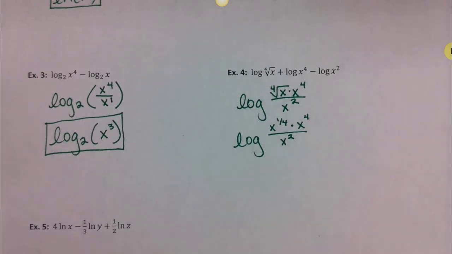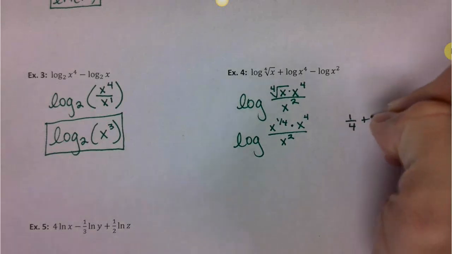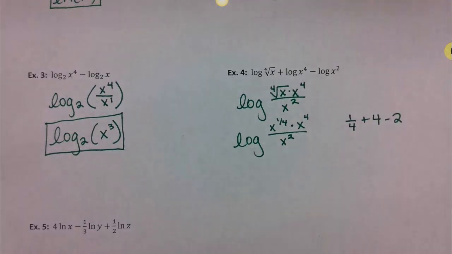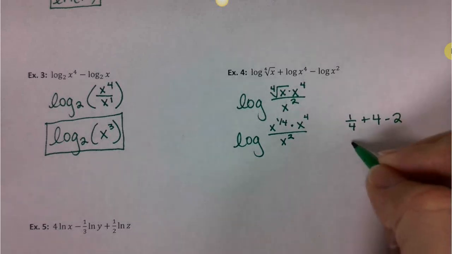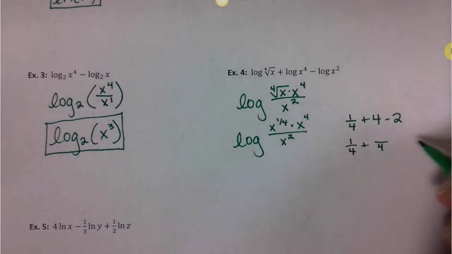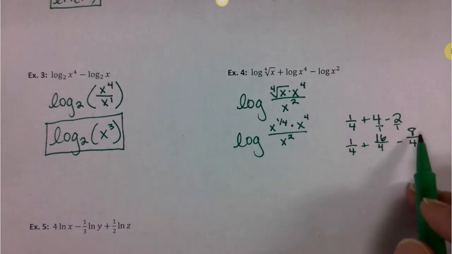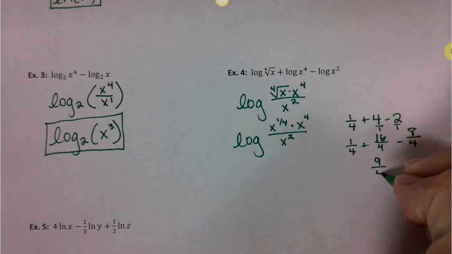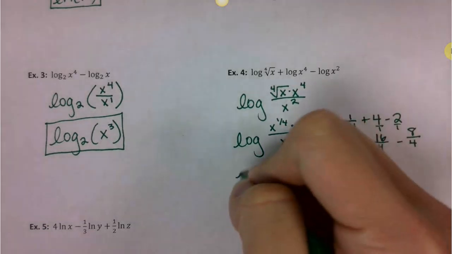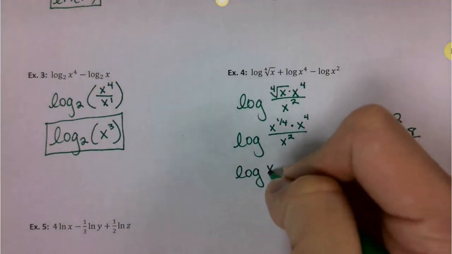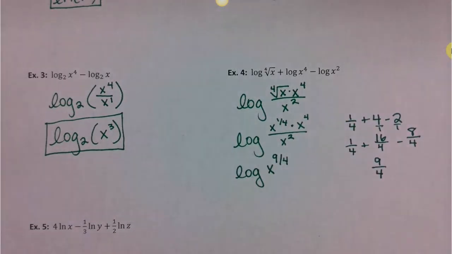So to simplify this, we need to figure out what 1/4 plus 4 minus 2 is equal to. So we need a common denominator here. So we need to multiply the 4 by 4 to get 16, and we need to multiply the 2 by 4 to get 8. So 1 plus 16 is 17, minus 8 is 9, so we end up with 9 over 4. So all of this is the same as log of x to the 9/4.